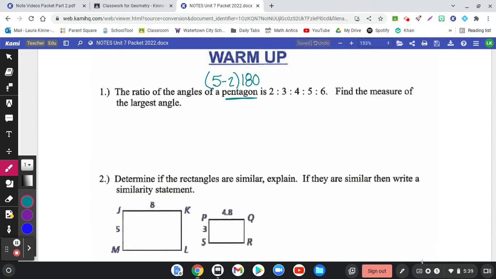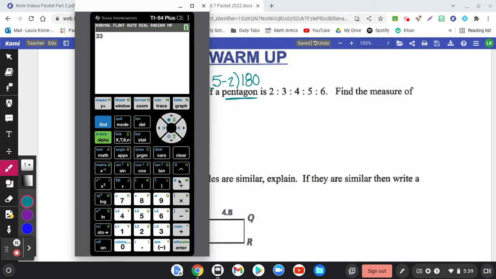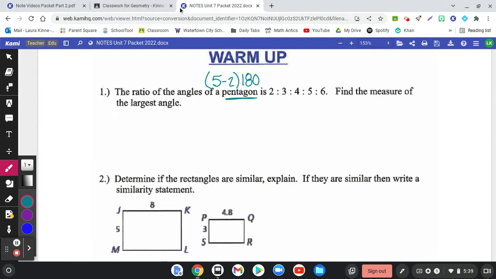All right. So just go to your calculator. We'll do 3 times 180. $540. All right. So all the angles in any pentagon add up to 540. Now, if you add these up, you don't get 540. But because they're in the ratio, that means they're all multiplied by the same thing. So we'll call it x. So we're just going to do 2x plus 3x plus 4x plus 5x plus 6x equals 540.